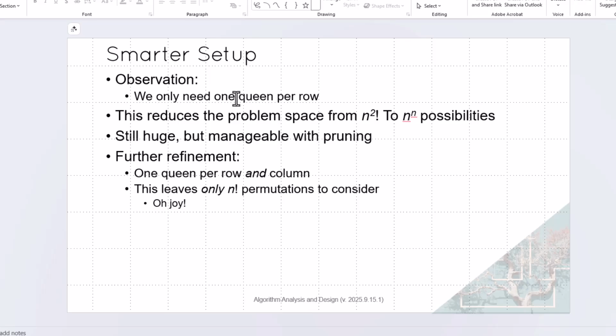So the smarter setup observation is that we only need 1 queen per row. Just seeing that means you don't have to check any of the other squares in the same row as the queen that you're in. So for the first row, if it's the 8 queens problem, once you place a queen in that row, that eliminates 7 other cells in that row that you don't need to check. That reduces the problem space from n squared factorial to n to the n possibilities. It's still huge, but it's more manageable now with further pruning. Further refinement would be 1 queen per row and column, and that leaves only n factorial permutations to consider.